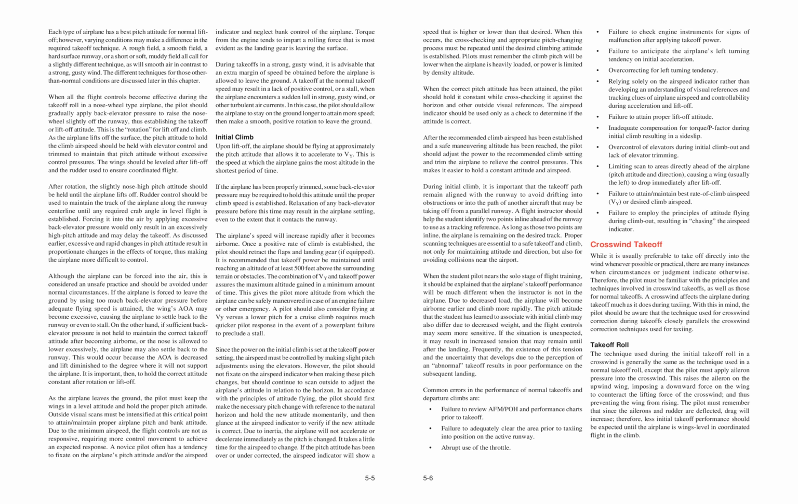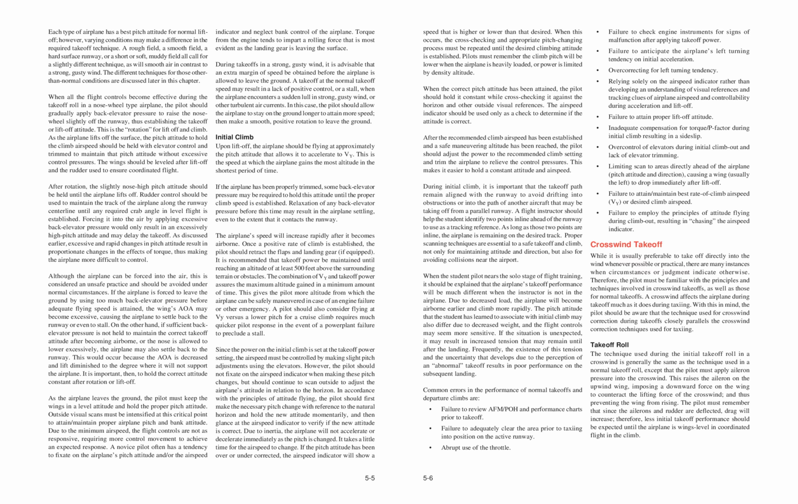If the pitch attitude has been over or under corrected, the airspeed indicator will show a speed that is higher or lower than that desired. When this occurs, the cross-checking and appropriate pitch changing process must be repeated until the desired climbing attitude is established. Pilots must remember the climb pitch will be lower when the airplane is heavily loaded, or power is limited by density altitude. When the correct pitch attitude has been attained, the pilot should hold it constant while cross-checking it against the horizon and other outside visual references. The airspeed indicator should be used only as a check to determine if the attitude is correct.